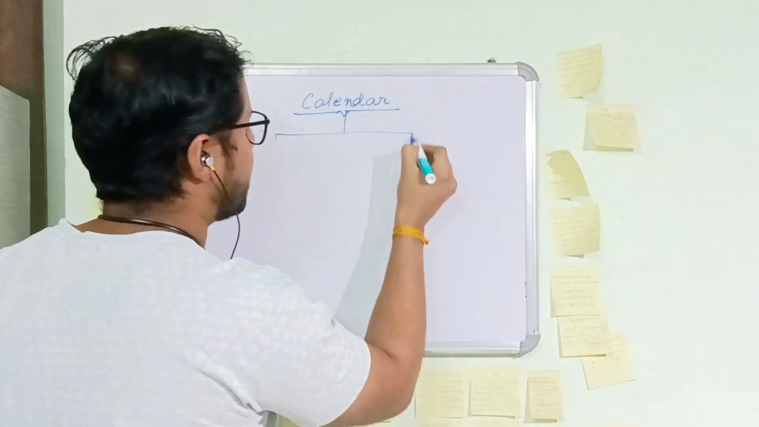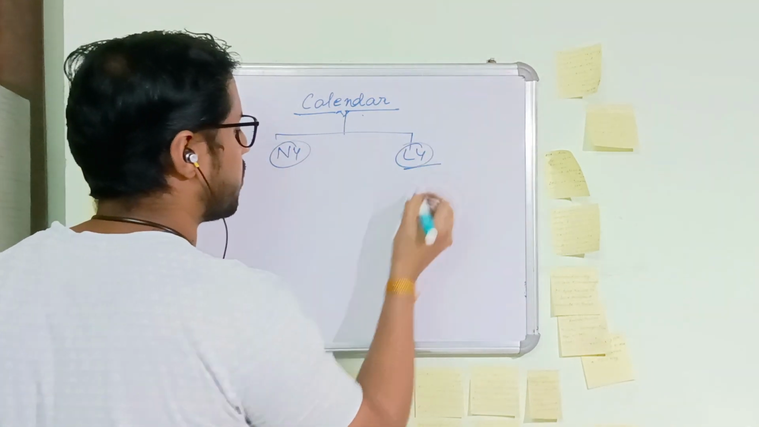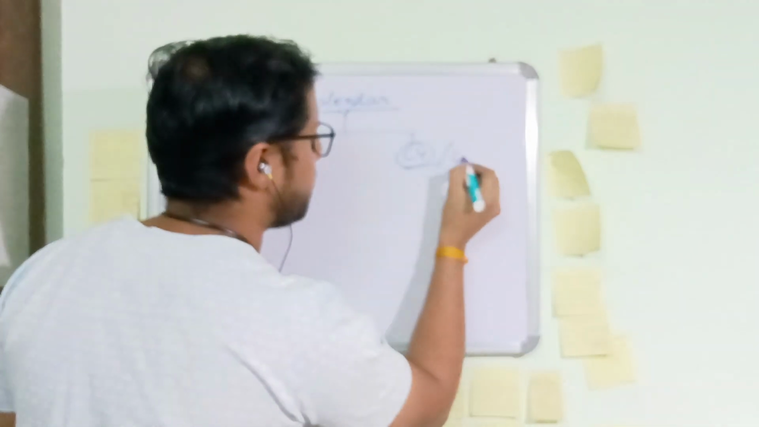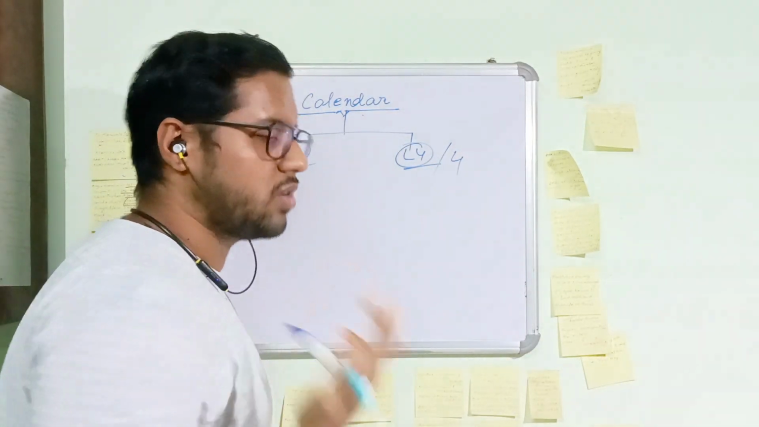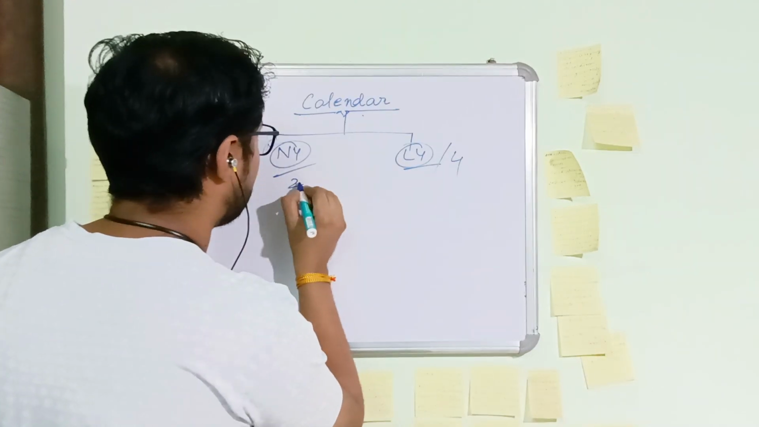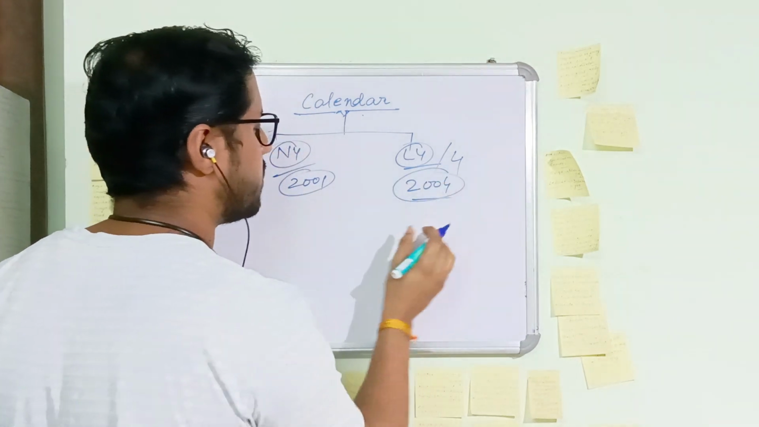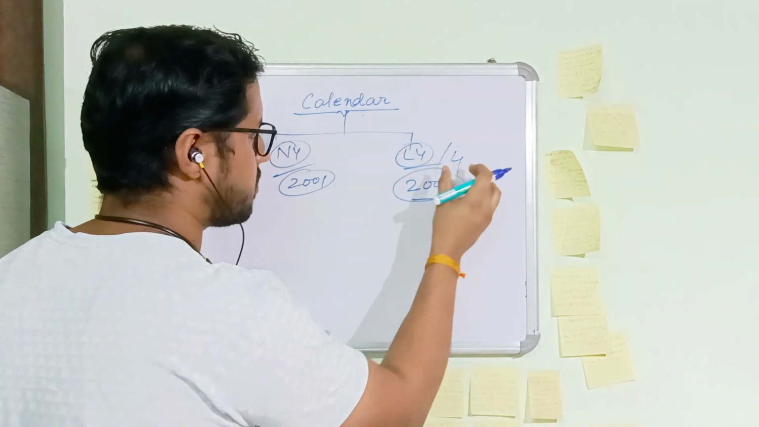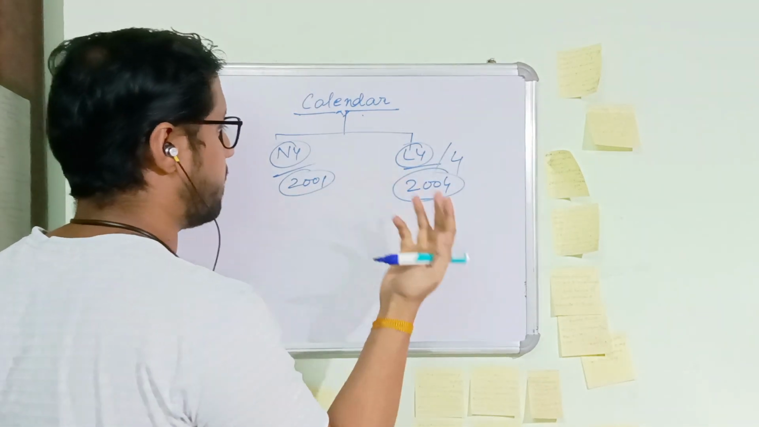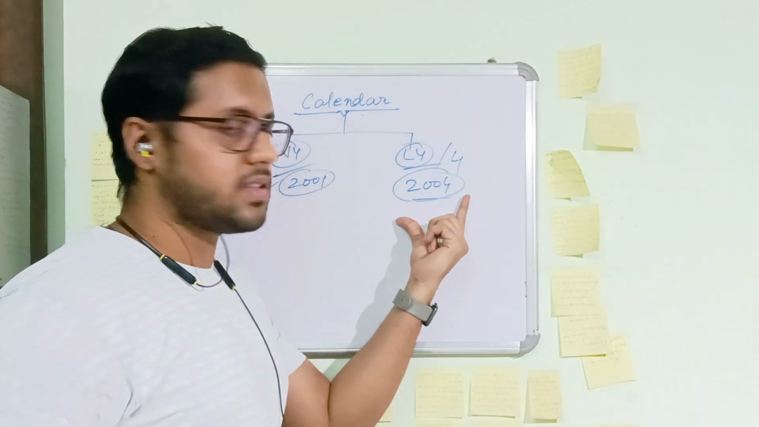As we know, years are divided into normal years and leap years. A leap year is a year that is divisible by 4, and a normal year is not divisible by 4. Let's take an example like 2001 and 2004. 2004 is a leap year because it is easily divisible by 4, and 2001 is not divisible by 4. So we say this year is a normal year and this year is a leap year.